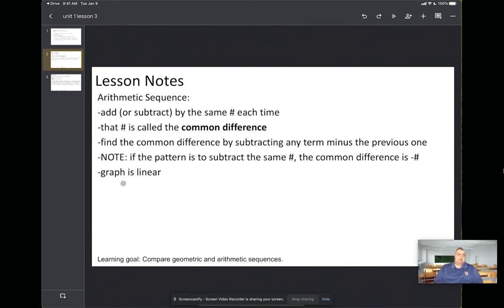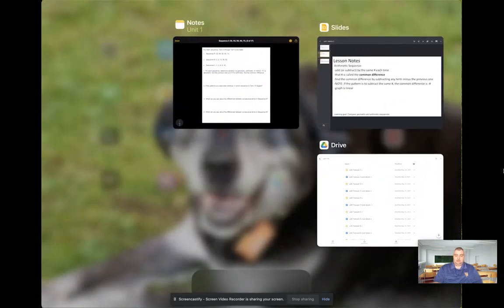And then the last characteristic, unlike a geometric sequence in which the graph is exponential, in an arithmetic sequence, the graph is linear. Linear sounds like line, so a linear graph has a straight line, essentially. So let's go ahead and look at the examples for lesson 3.